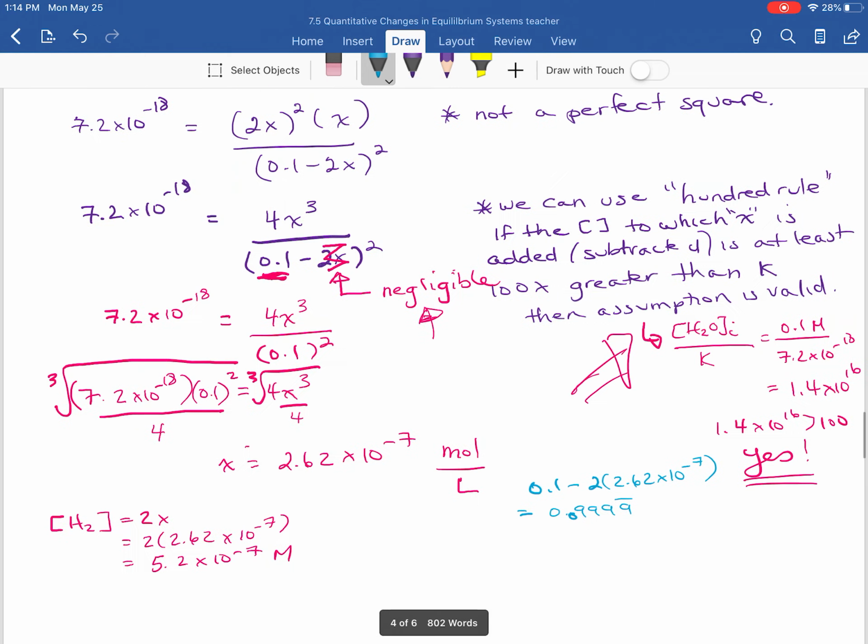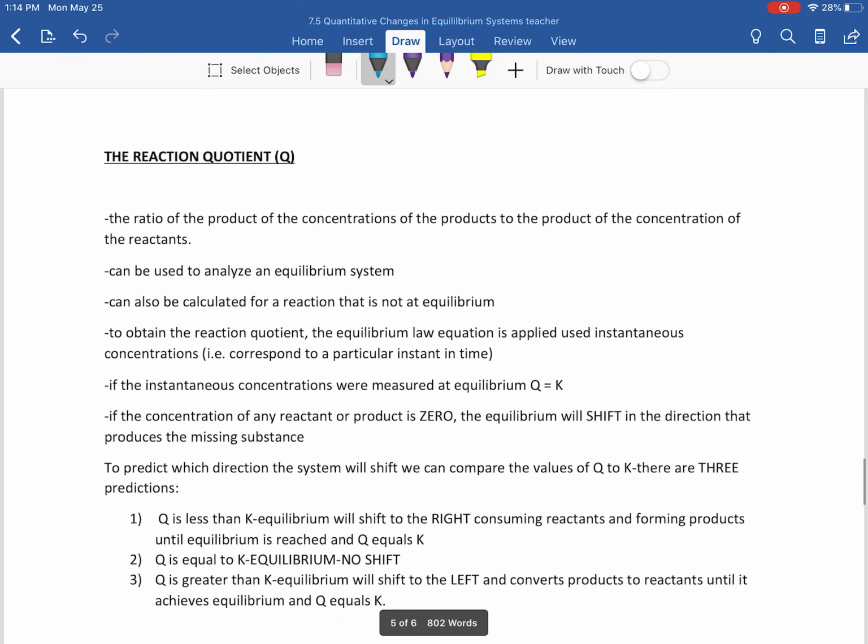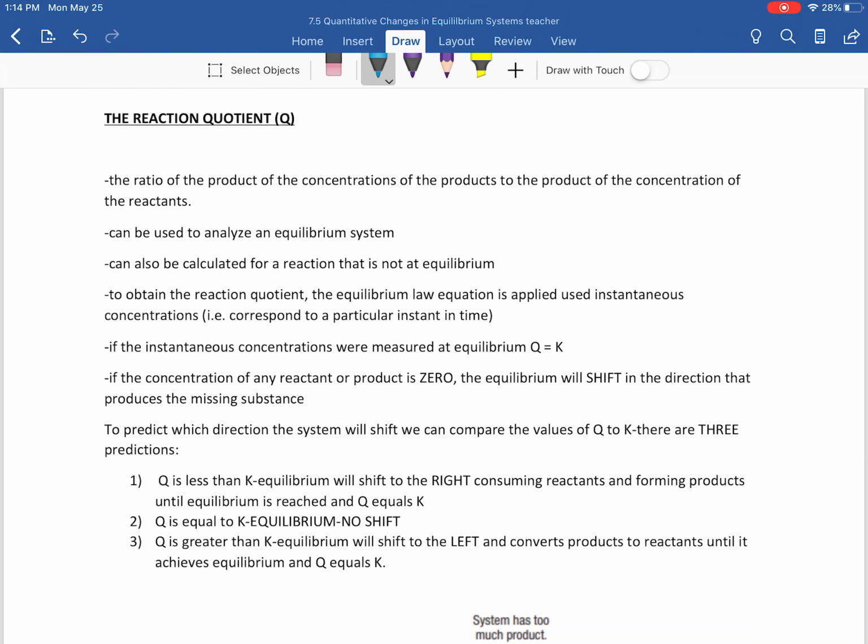All right, last question. Let's take a look here. The reaction quotient, Q, is an important thing because Q is something that we use to talk about actual experiments. When we have an experiment that you're not sure is at equilibrium, because you can't always assume a reaction is at equilibrium, we apply the same law equation, and then we compare the quotient to what K is, and then everything's relative to K.